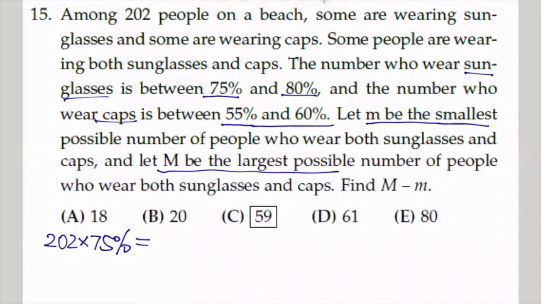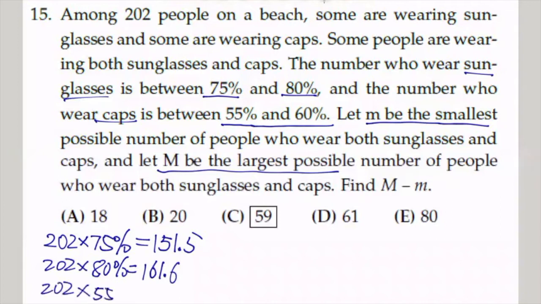So let's convert the percentages to integers. 202 times 75%, we have 151.5. And 202 times 80%, we have 161.6. And 202 times 55%, we have 111.1. 202 times 60%, we have 121.2. Okay, so you might think, this is easy. I know how to convert them to integers: 151, 161, 111, 121.